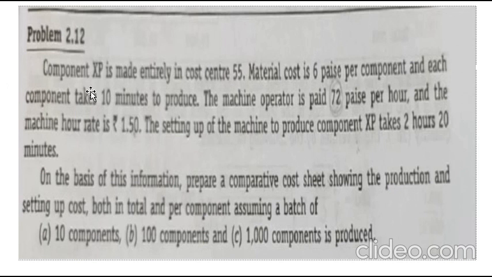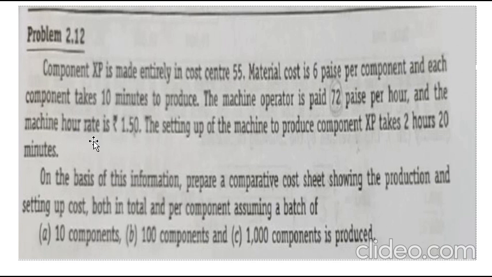So as per the question, component XP is made entirely in cost center 55. So the job number is 55. Material cost is 6 paise. So this is your direct material, 6 paise per component. So one component is 6 paise. And each component takes 10 minutes. So to produce one component it takes 10 minutes. The machine operator is paid 72 paise per hour. So for 1 hour, the labor charges will be 72 paise.